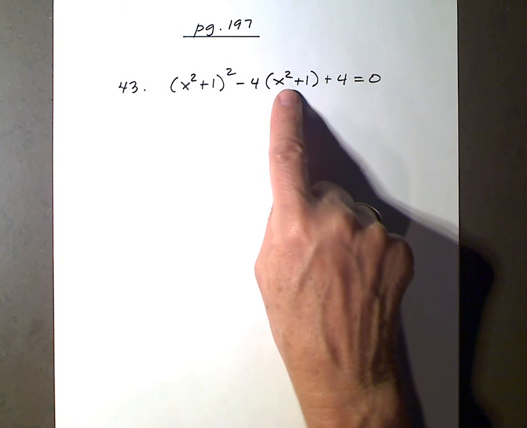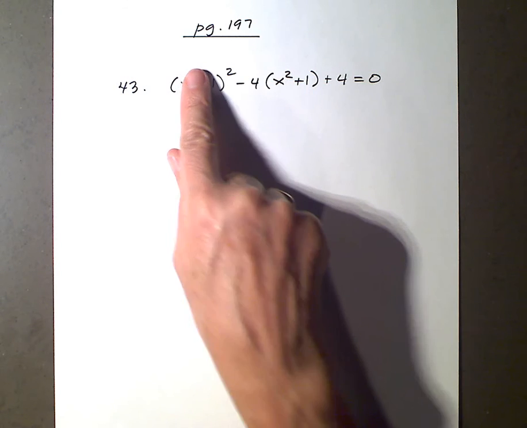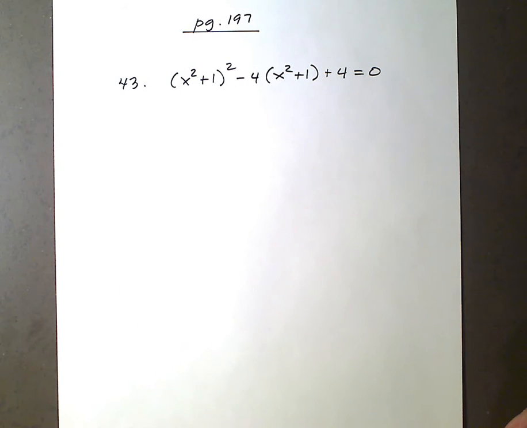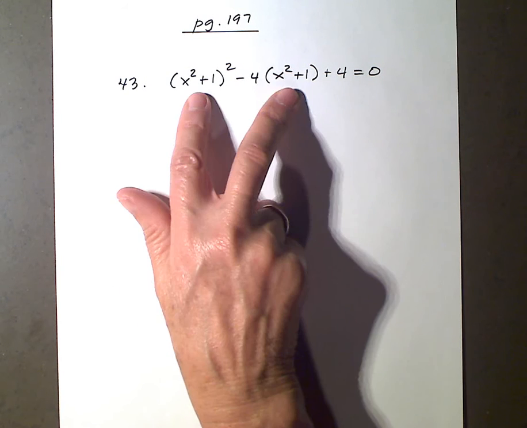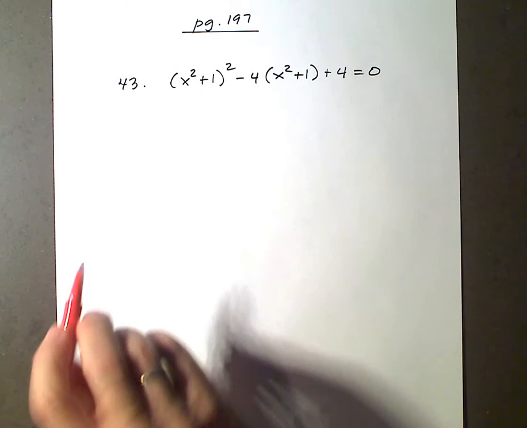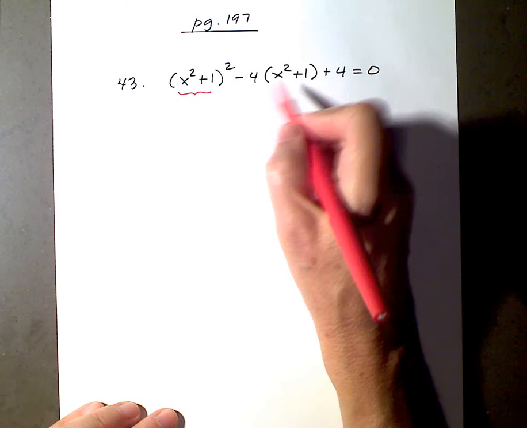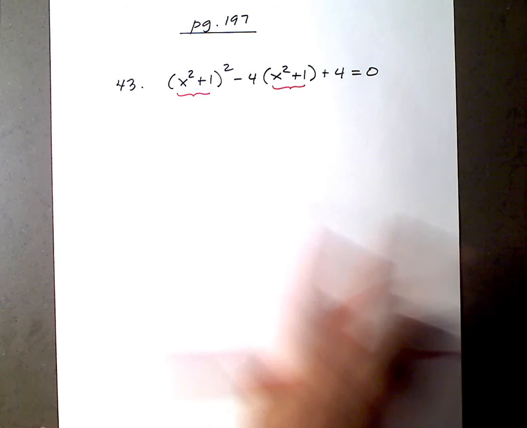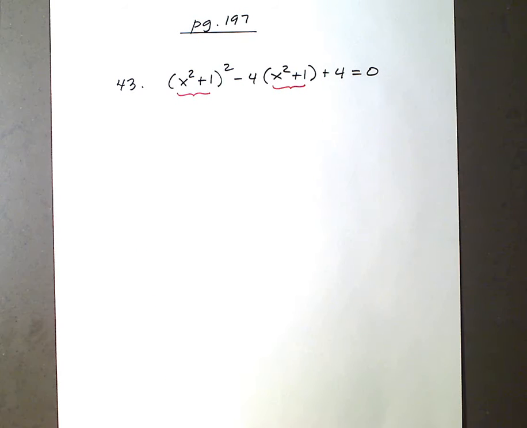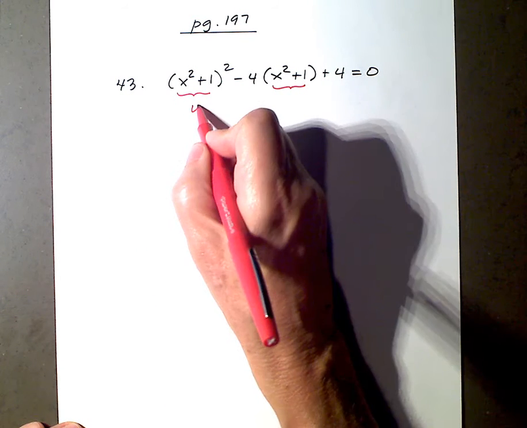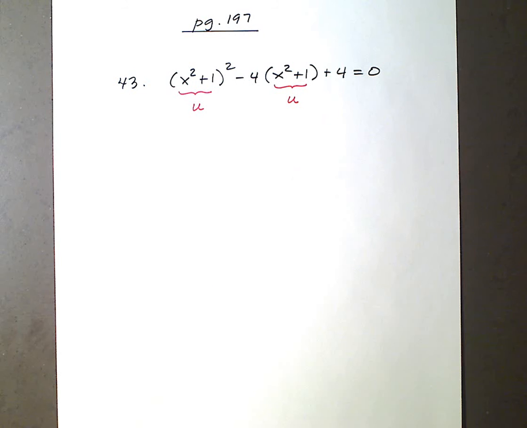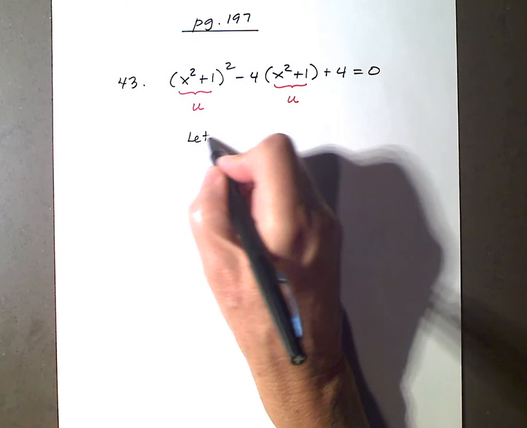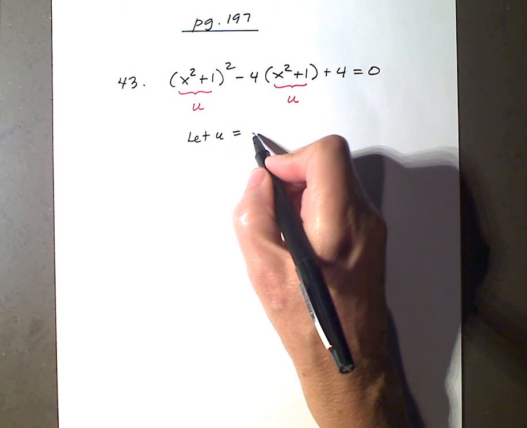If this was just an x, it would be x squared minus 4x plus 4. So this has roughly a quadratic form. And the idea is I'm going to temporarily replace that expression, x squared plus 1, with another letter. And so I can work with this, solve it, and then I'll substitute that back in at the end. So I always use u because, like in calculus, you'll use u for substitutions a lot. So I'm going to say let u temporarily represent x squared plus 1.